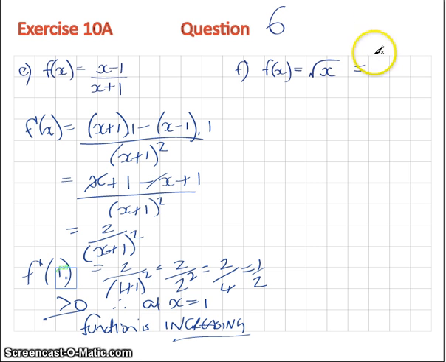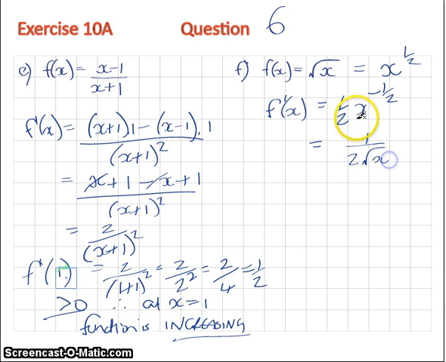Before I take the derivative of this one, I'll need to turn it to a power, so I get x to the half. I can then take the derivative, f dash of x, to be half x to the minus a half. That's using the power rule. And now write that as 1 over 2 root x. X to the half is the square root of x. The minus means on the bottom of the fraction.